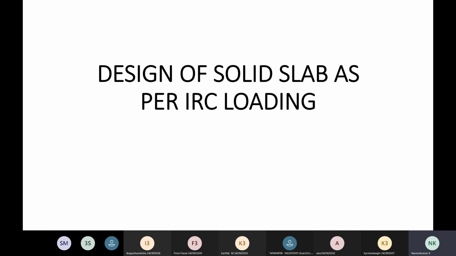Not only that, highways, national highways and state highways also have pavements designed as per the IRC loading. In short, the structures used for the purpose of transportation have to be designed as per the Indian Road Congress recommendation guidelines.